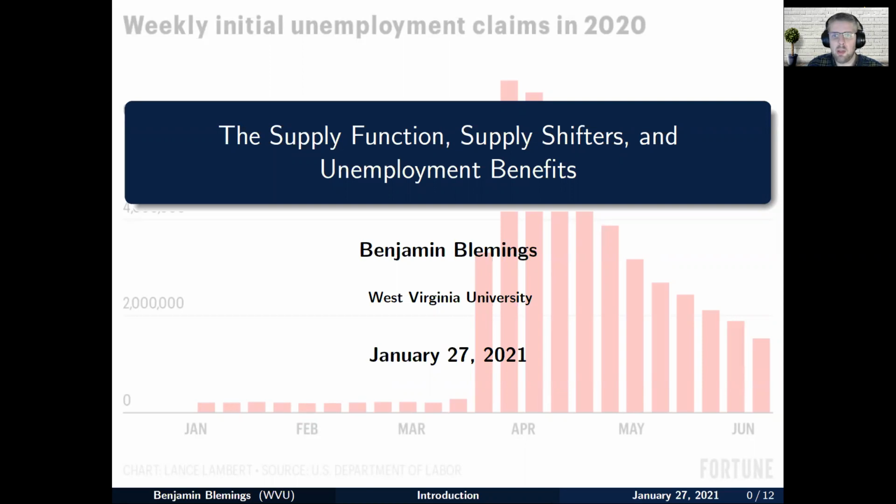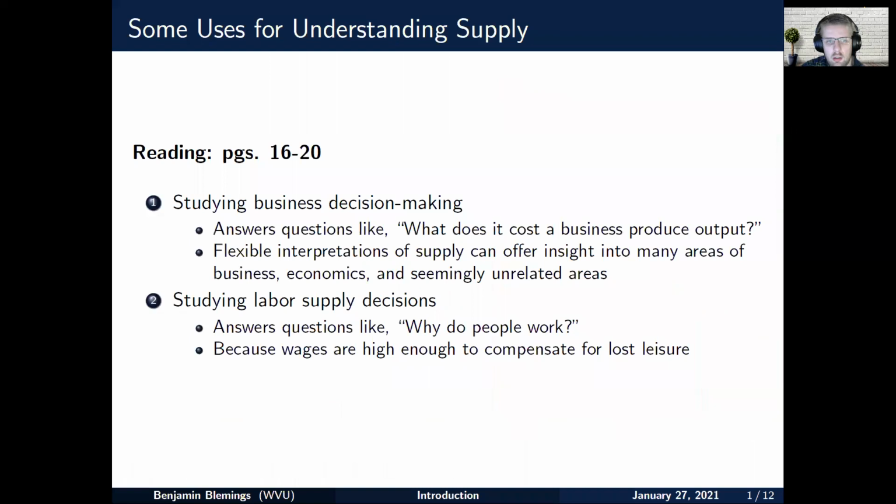Today we're going to be talking about the supply function, things that shift the supply curve, and briefly thinking about ways supply can be used to analyze unemployment benefits and aspects of the labor market. Reading for this day is pages 16 through 20 in the book for the second edition.